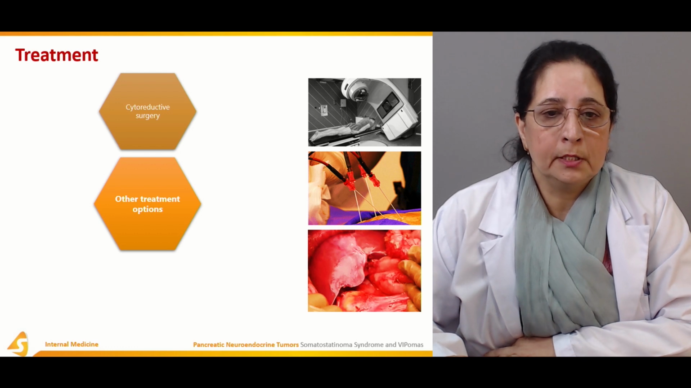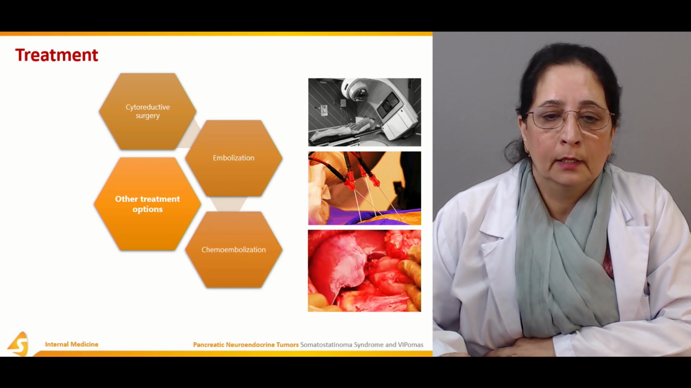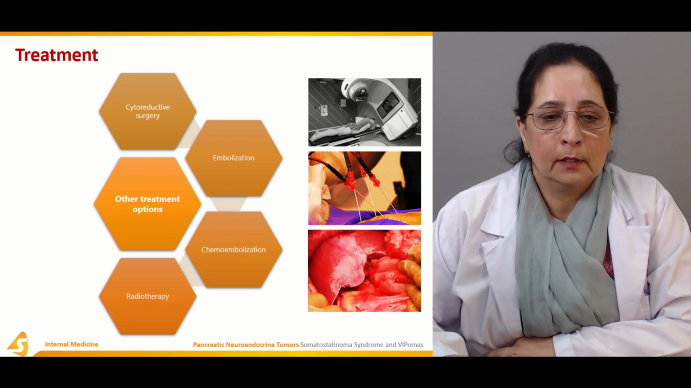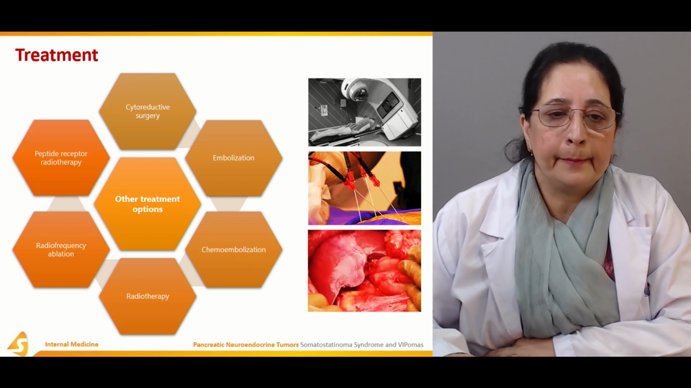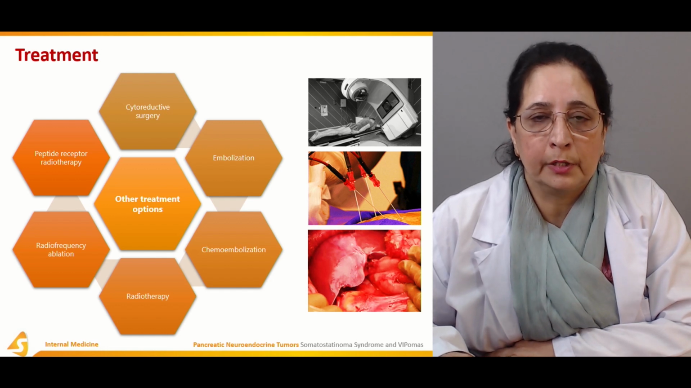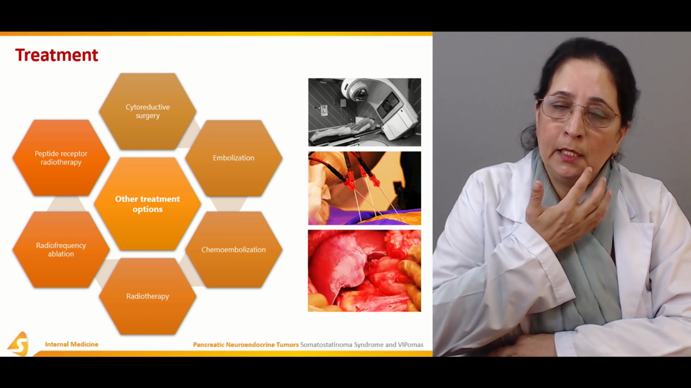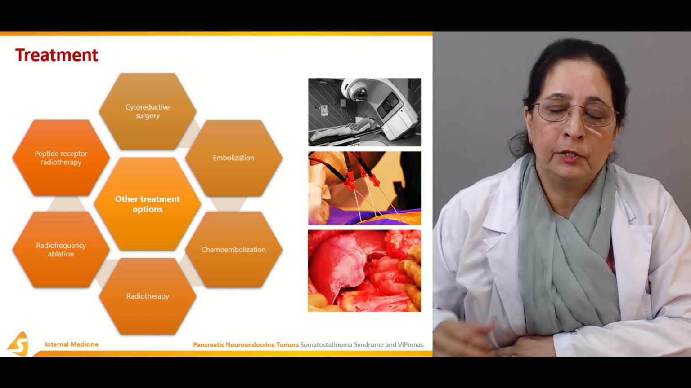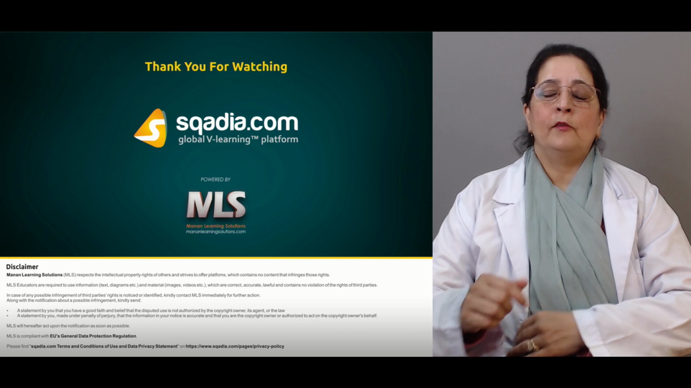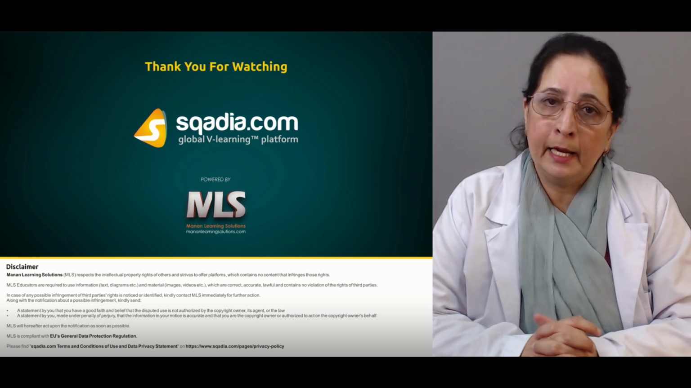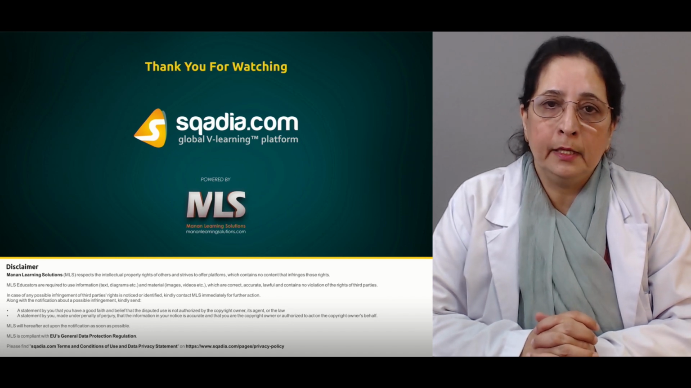Other treatment options: cytoreductive surgery, embolization, chemoembolization, radiotherapy, radiofrequency ablation, and peptide receptor radiotherapy. All these are other treatment options besides the oral drugs, oral medicines we discussed in the previous slide. So that was all about somatostatinomas and VIPomas, which are two neuroendocrine tumors of the pancreas.